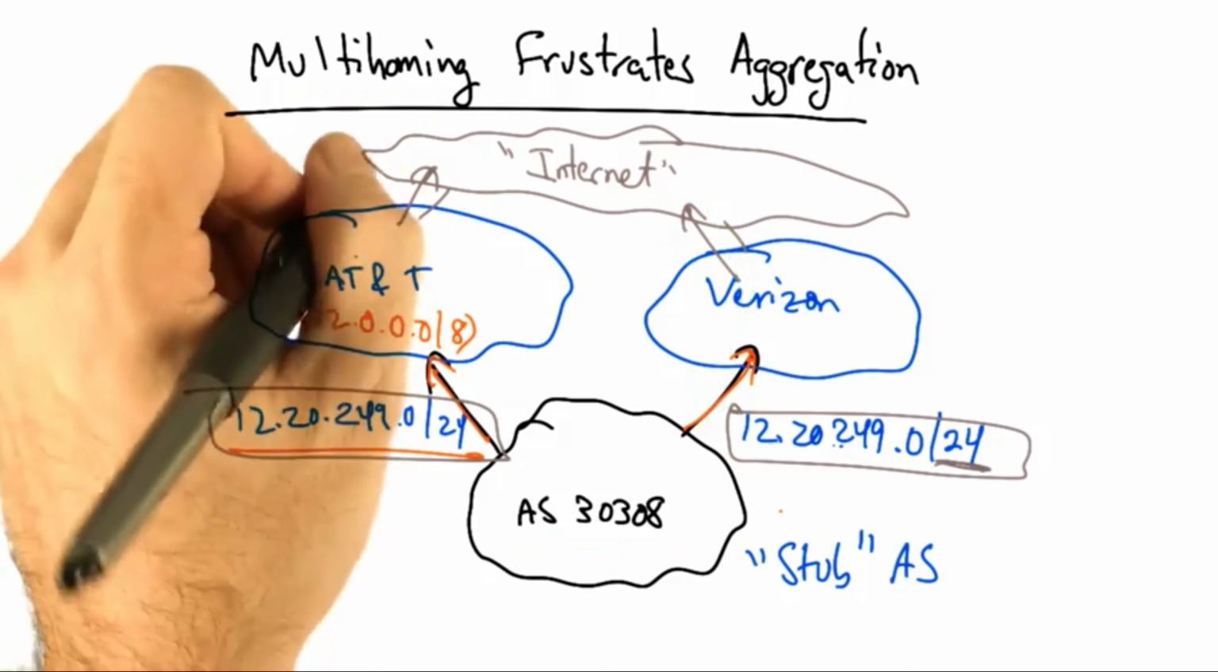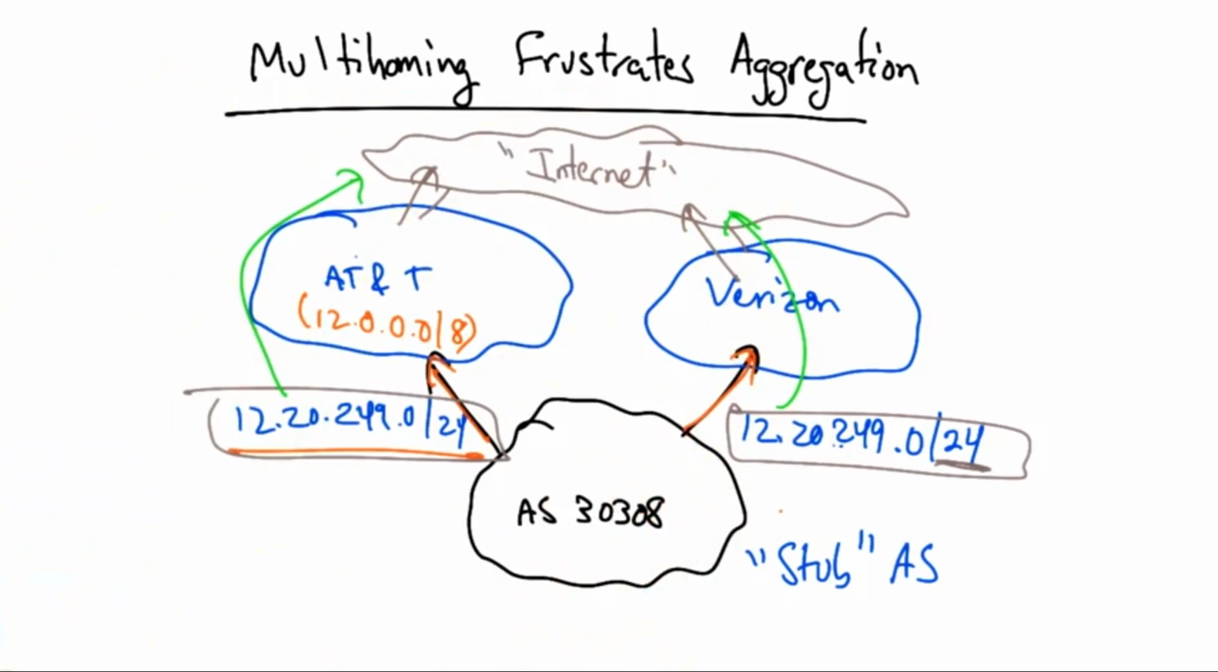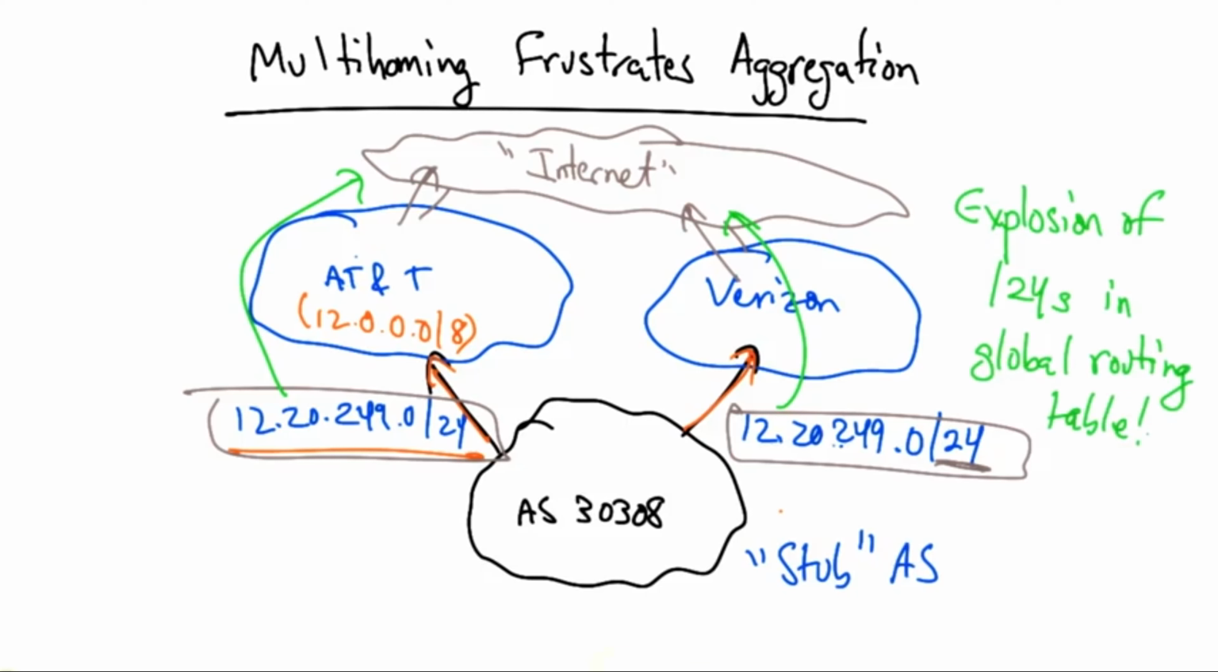As a result, both AT&T and Verizon must advertise the same /24 to the rest of the Internet. This results in an explosion of /24s in the global Internet routing table. You can imagine that if a lot of stub ASs wanted to be multi-homed, then suddenly we've got a lot more /24s in the global routing table than might otherwise exist without multi-homing.